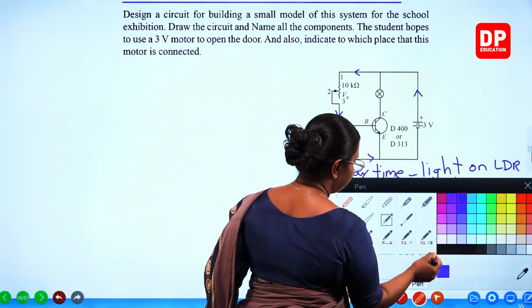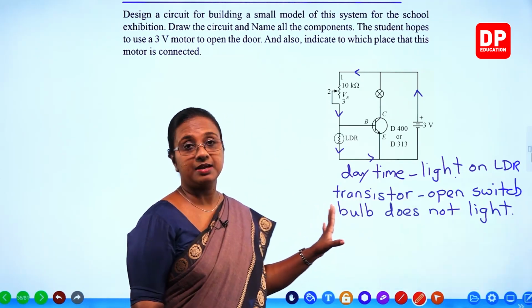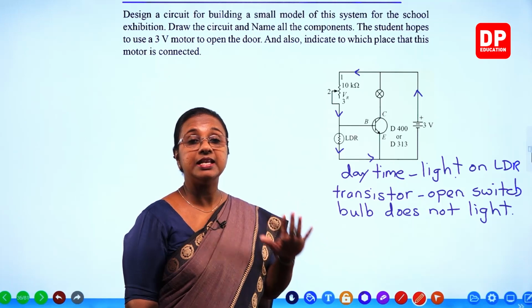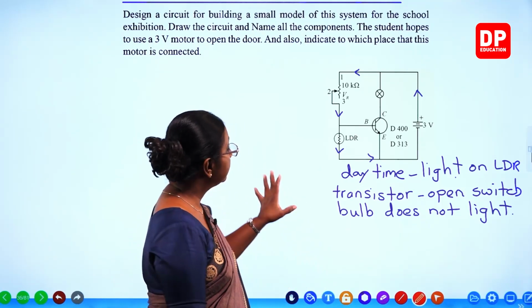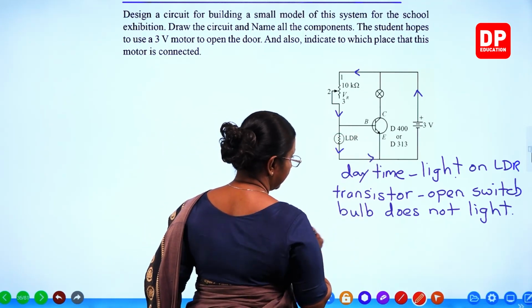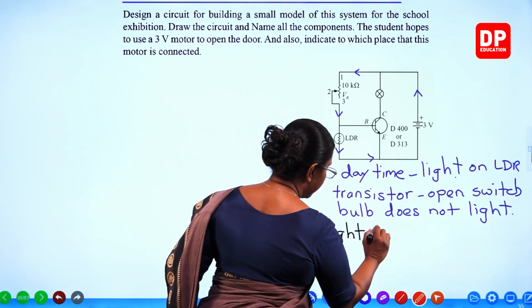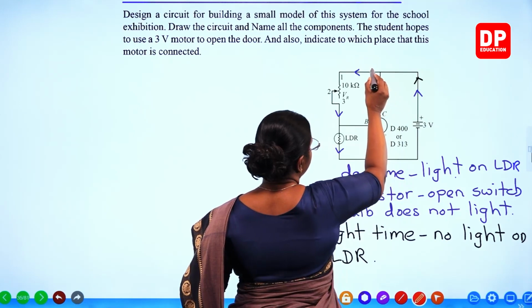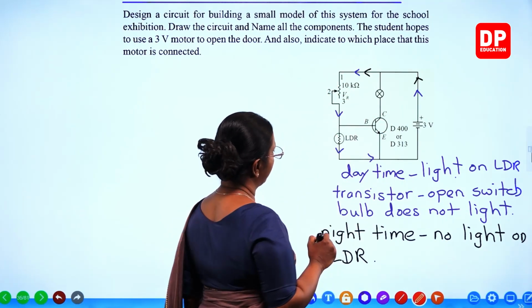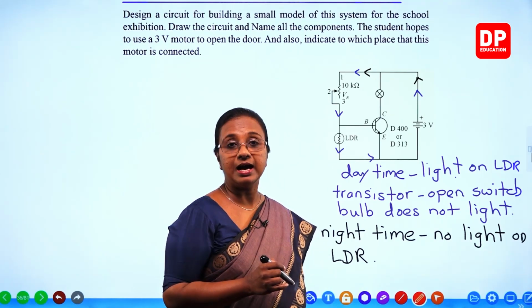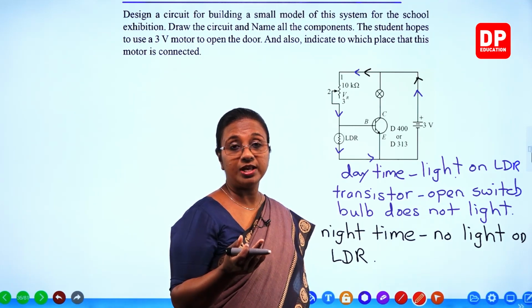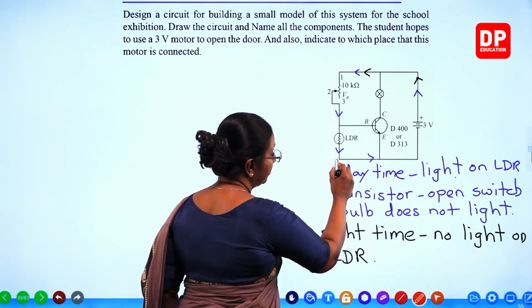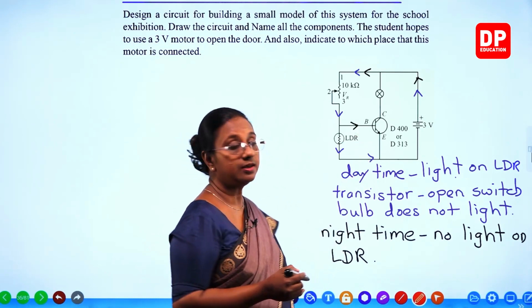The other instance, if I use a different color, you can remember nighttime, or when there is no light falling on the LDR. The intensity of light falling on the LDR is less. Then what will happen? The resistance will be high. So, nighttime, no light on the LDR. Then what will happen? Now again current is flowing this way here, and when it comes to this point, the resistance of the LDR is very high. Why? It is dark. There is no light falling on the LDR. So, because of that, current cannot flow this way. Instead, current flows into the base.